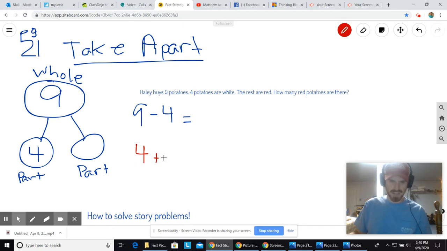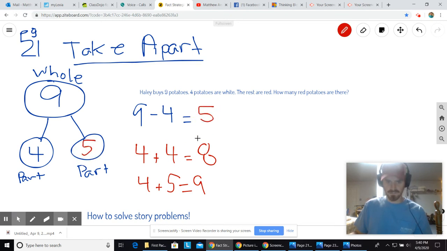I know my doubles facts. I know that 4 plus 4 is 8, but she doesn't have 8 potatoes. She has 9 potatoes. So I need one more. Ah, this is a doubles plus 1 problem. So one of these 4s would need to be a 5 to make that 8 into 9. So it would have to be 4 plus 5 equals 9, which means that if I have 9 and I take 4 out, 5 has to be left because 5 plus 4 equals 9. So hopefully that makes sense.